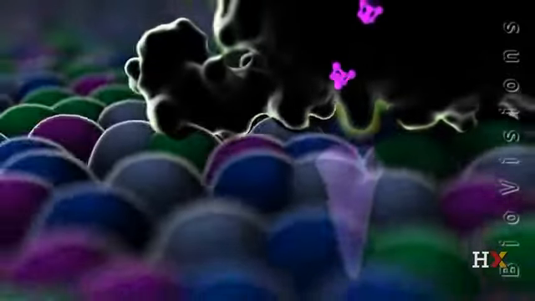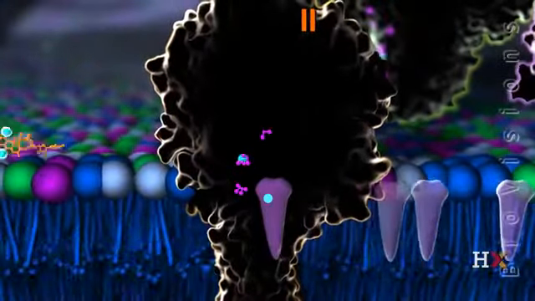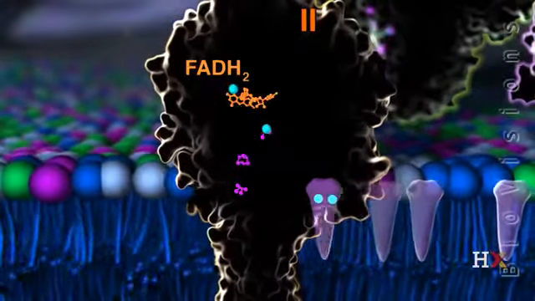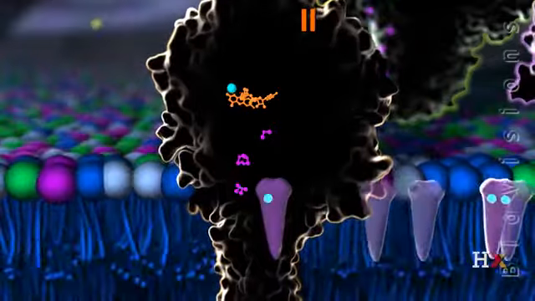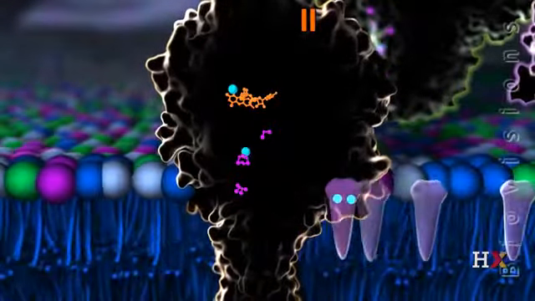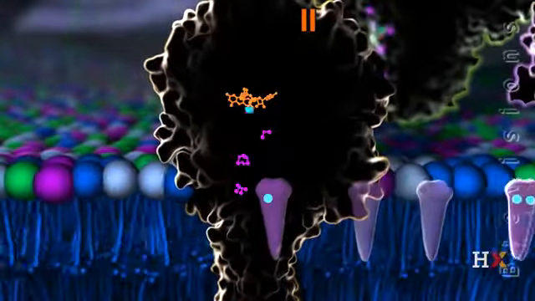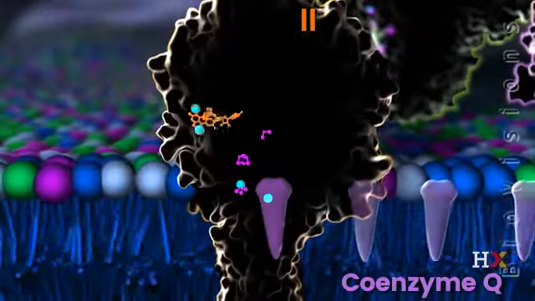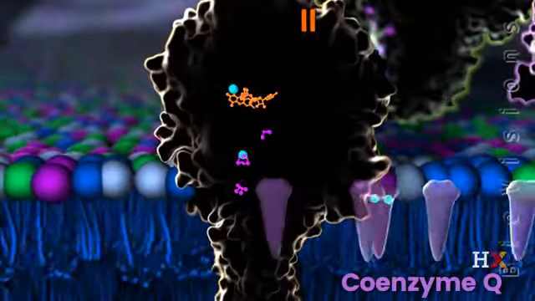Complex 2 is similar to complex 1 in 2 important ways. First, high-energy electrons also enter complex 2 via a byproduct of sugar metabolism, although here the molecule is FADH2. Second, complex 2 also transfers electrons between several redox centers before donating them to coenzyme Q. One major difference, however, is that complex 2 does not use the energy liberated to pump protons.